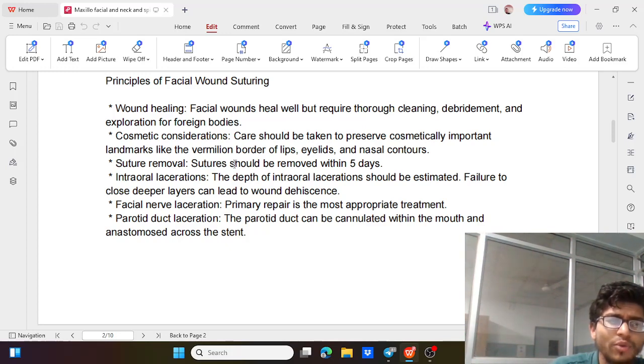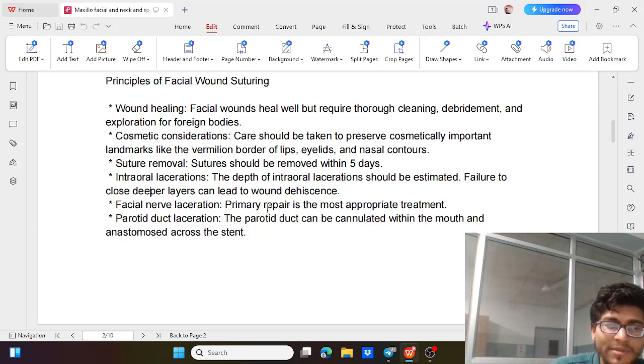And if it is in the mucosa, we can take absorbable suture like catgut or vicryl, and suture should be removed within 5 days. And in case of intraoral laceration, we have to be careful and assess the depth and then decide how we have to suture it so that the wound does not give way and go into wound dehiscence. Then we have talked about the suture we will use for intraoral cases.